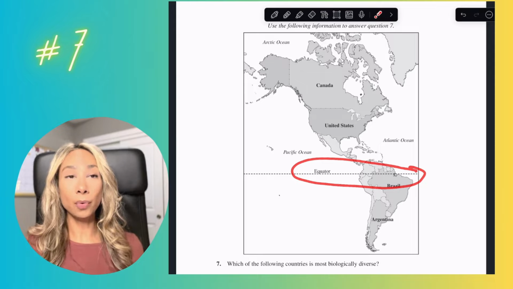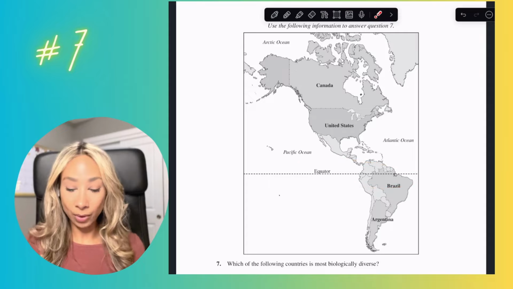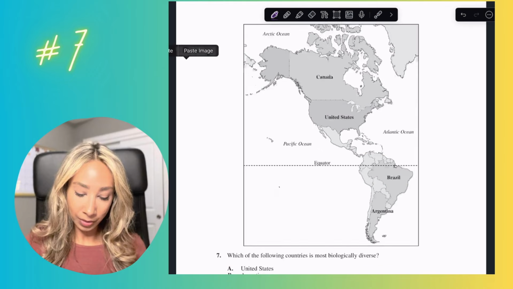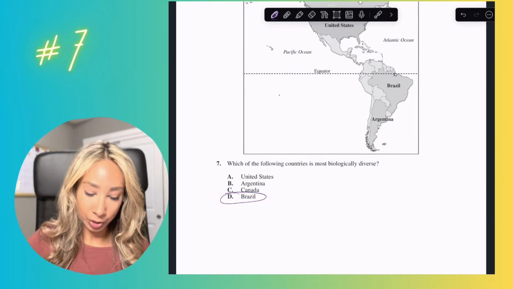So we need to look for a country that's close to the equator. Therefore, the only answer for this one would be Brazil. So our answer for this question is going to be option D.